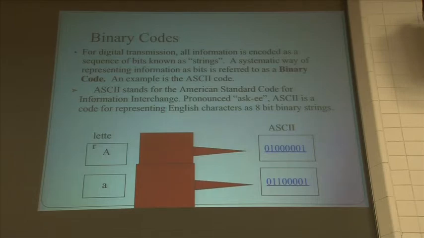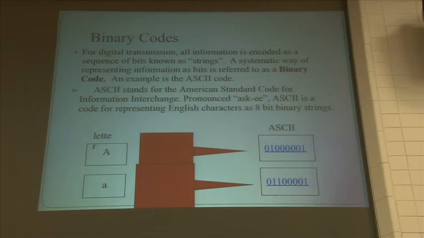And for some reason, my slides are a little off, as usual. For digital transmission, here's what's going on. Say you're sending a text message. This gets encoded as a sequence of bits, and we call these strings. Say you're texting a word. There is a string of bits that correlates with that word that you're texting.